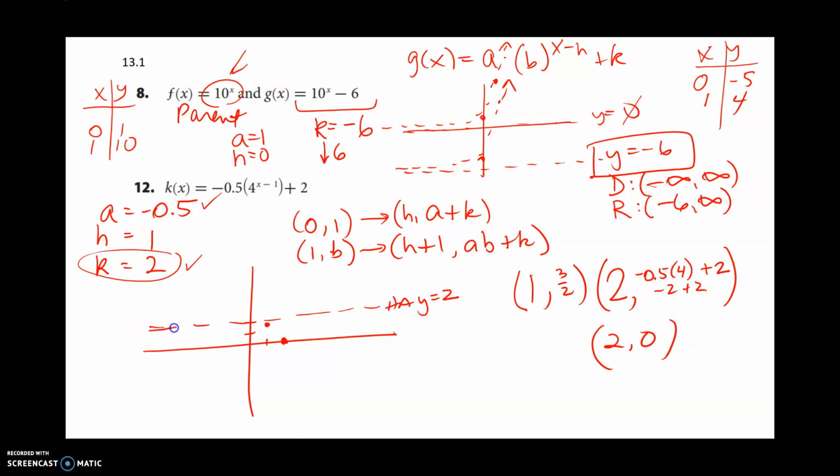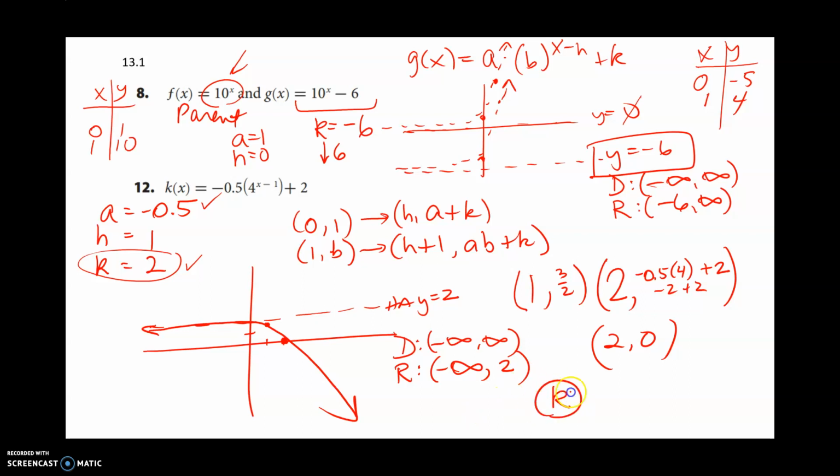Well, I've got everything I need to graph this. Got my asymptote and my 2 reference points. My domain, as always for exponentials, is all real numbers. My range, now that it's reflected, goes from -infinity up to 2. Remember, k is instrumental in the range and the horizontal asymptote.